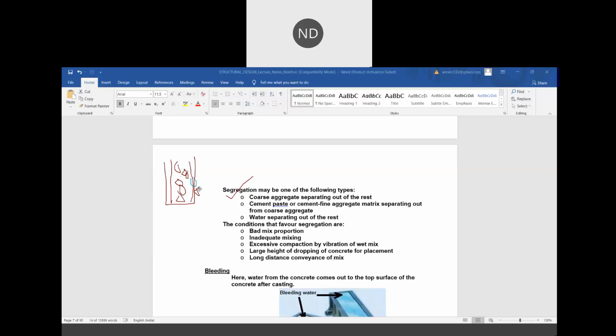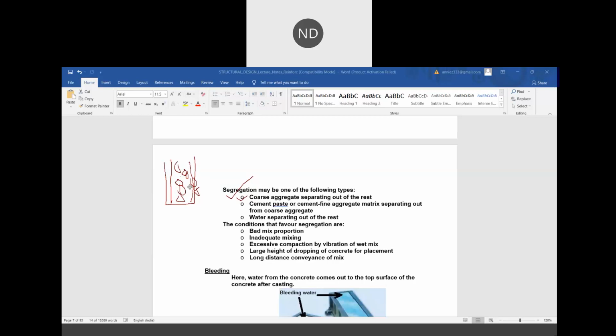That means only the coarse aggregate is coming out sometimes when it is at the very edge. This is one type of segregation, where only the coarse aggregate comes out. So separation of the coarse aggregate from the rest is one kind of segregation. The other kind of segregation is cement paste, or cement fine aggregate matrix, separating out from the coarse aggregate.